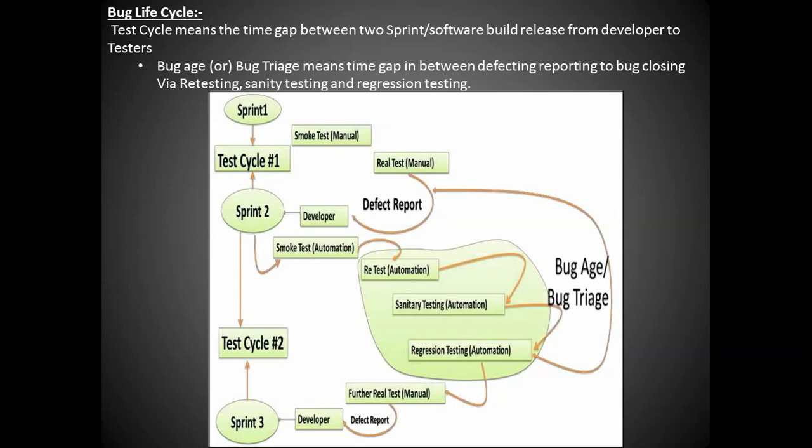First, in sprint 1, test cycle 1, smoke testing is manual, retesting is manual, finding defects and reporting to the developers. The developer fixes it and releases a new build. Smoke testing is automation, retesting is automation, sanity testing is automation, regression testing is automation. The time gap between the retesting in test cycle 1 and the regression automation testing is called the bug age or bug triage.